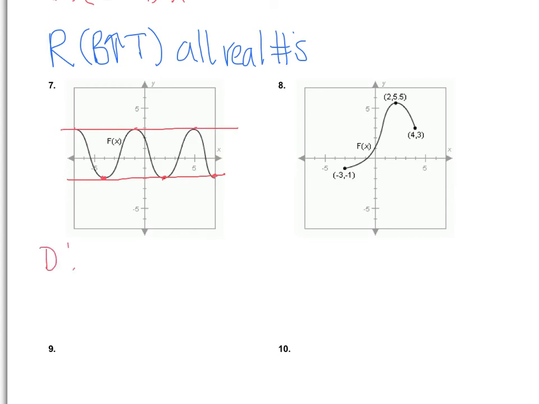I'm sorry. Let me try that again. Our domain, we read from left to right. So our domain, we're looking at the left side, which would be over here. Doesn't have an arrow, but it should. And we're looking at the right side. Doesn't have an arrow, but it should. So since it has arrows at the left and the right ends, it's going to be all real numbers.